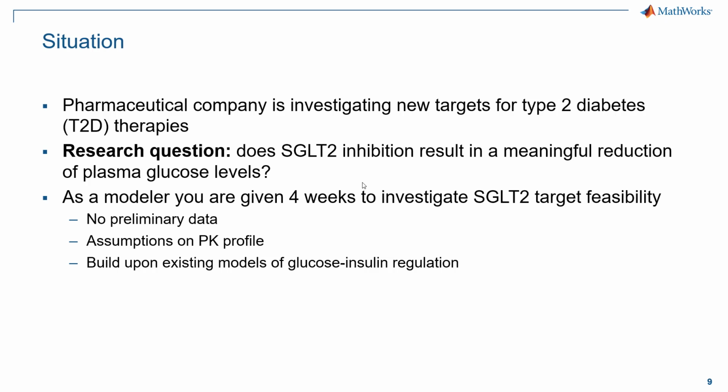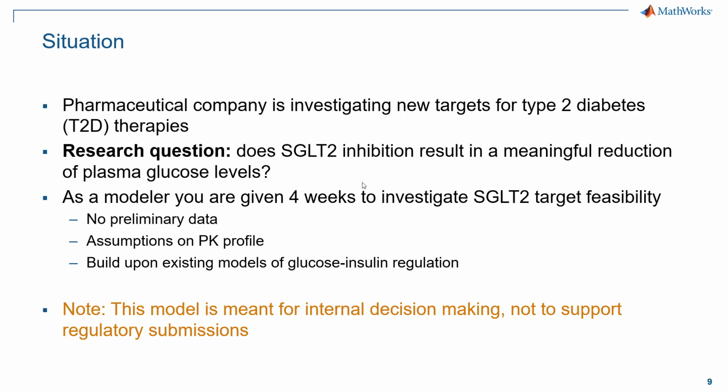And in this hypothetical situation, as a modeler, I'm given 4 weeks to investigate SGLT2 target feasibility. I have no preliminary data, and I have to make assumptions on the PK profile of this therapy. However, I can build upon existing models of glucose-insulin regulation. And again, I have to point out that this model is meant for internal decision-making and not to support regulatory submissions. So it's just to investigate, should my company continue work on SGLT2 inhibition.